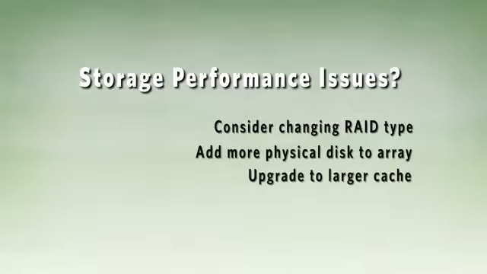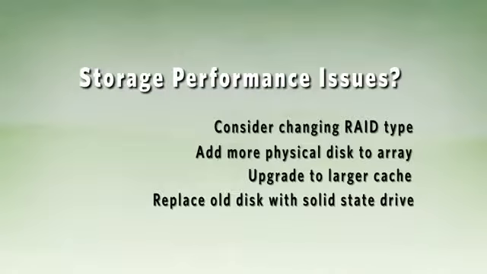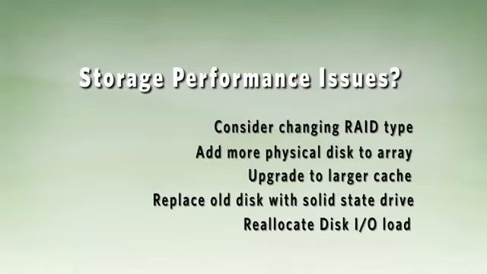If your server is suffering from poor storage I/O, consider changing your RAID type, adding more physical disks to your array, upgrading your storage controller to one with larger cache, or replacing older, slower disks with solid-state or 15K SAS drives. You can also reallocate your disk I/O by evenly distributing databases, applications, and temp files across multiple disks.